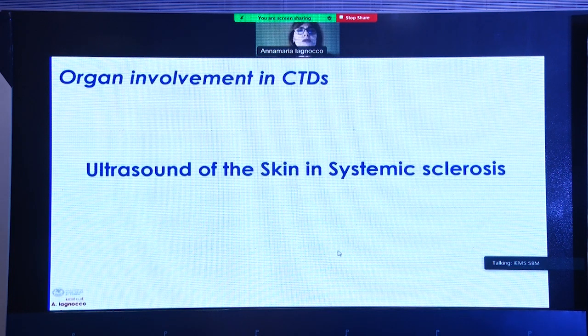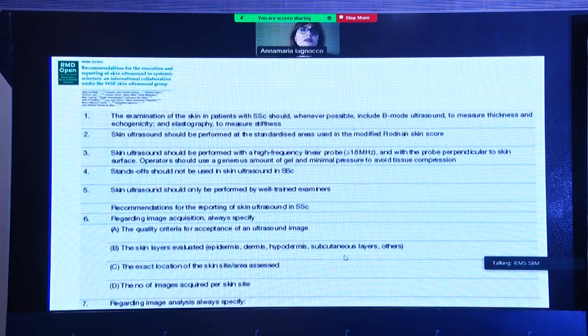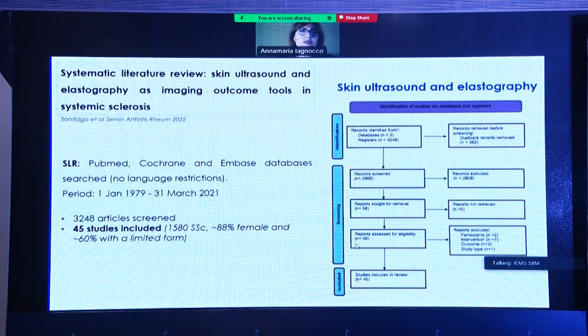What about the use of ultrasound in the assessment of the skin in systemic sclerosis? We recently published the recommendations for the execution and reporting of skin ultrasound in those patients. But this was preceded by the publication of a systematic literature review which informed those recommendations.